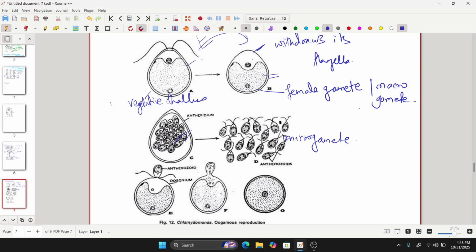It unites at its anterior ends, and the contact wall between the two dissolves. Here they enter. After plasmogamy and karyogamy, a diploid zygote is formed, and the zygote secretes a thick wall and transforms into a zygospore.